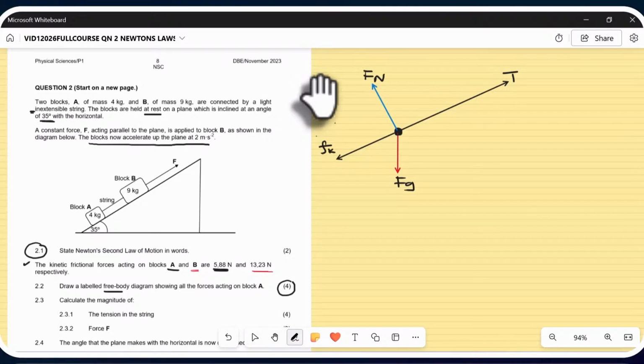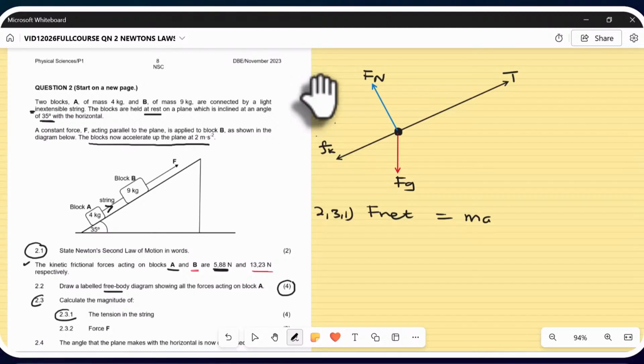Okay, the tension in the string. Remember that this body is accelerating upwards, and so because of that, we're going to use Newton's second law of motion. Okay, and we say that our F net, or our net force, equals mass times acceleration. Now, because we're talking about the tension, for block A, the tension is pulling up like this. So opposed by what? By Fg parallel and frictional force.